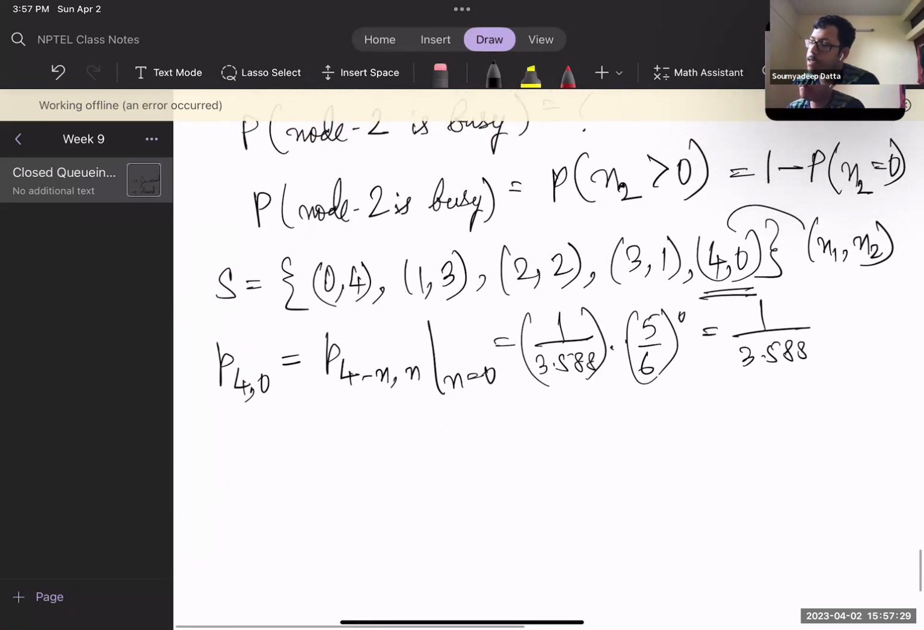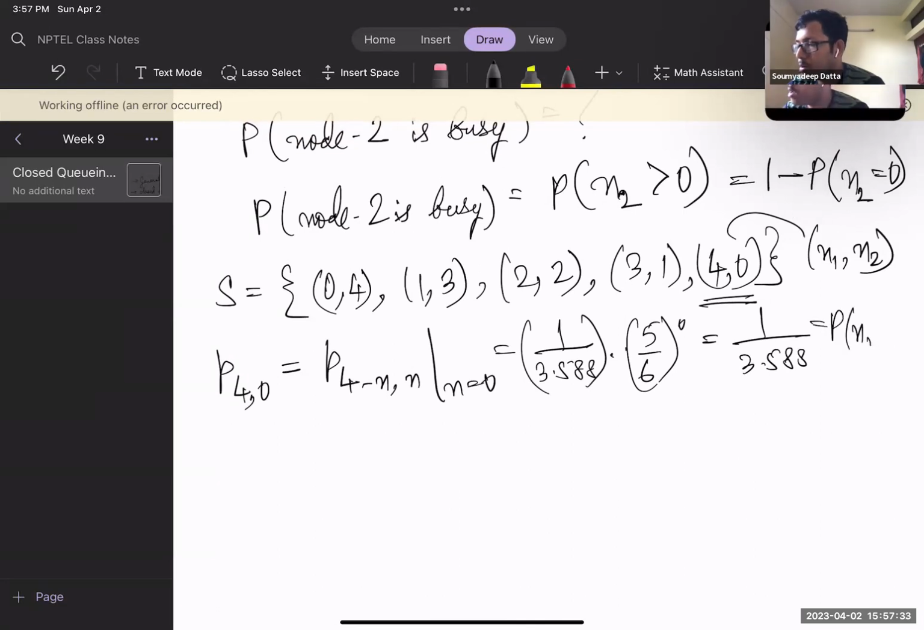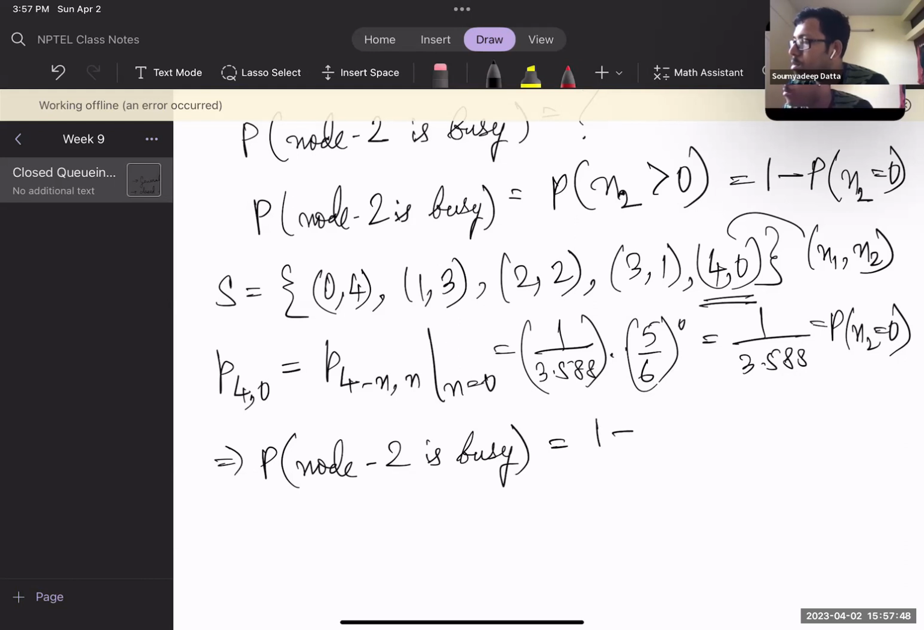And this is actually also equal to the probability N2 equal to 0, right? Because no other state has this property, which implies the probability that node 2 is busy is equal to 1 minus 1 by 3.588. So let's see what this comes out to be. This actually comes out to be approximately 0.72. So it's almost like 72% of the time in a cyclic queue with these parameters with two nodes, we'll find node 2 to be busy.